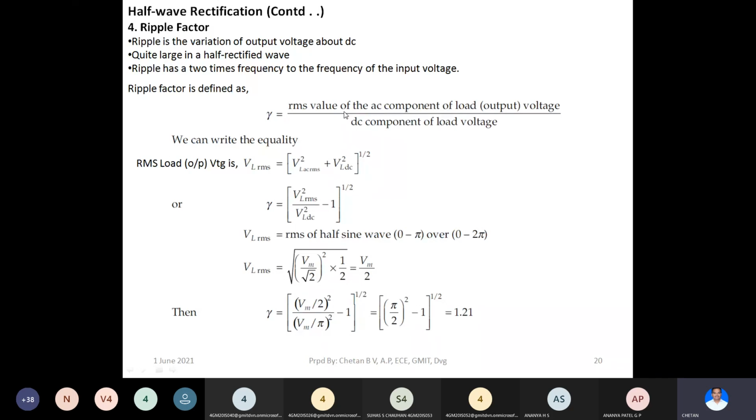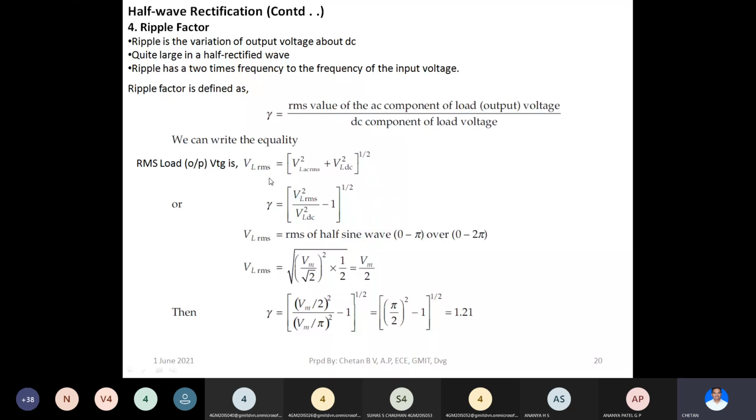Then the RMS value of this AC component, we cannot find out directly. Therefore, first we have taken the RMS value of the output voltage. Inside this RMS value of output voltage, you find the AC content as well as the DC content. Therefore, this VL RMS is the square root of VL AC RMS square plus VL DC square.